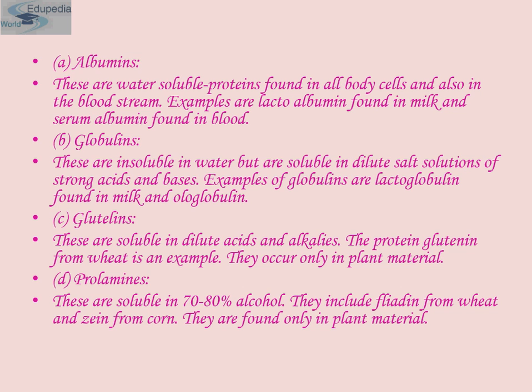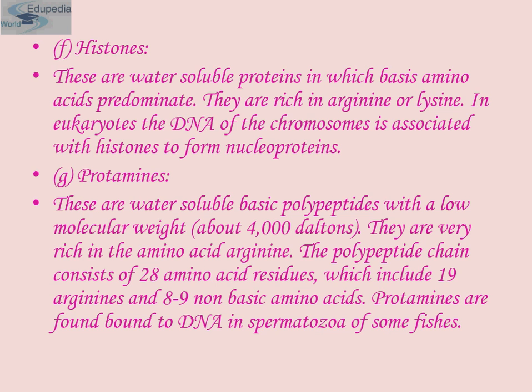Third is glutenins. They are soluble in dilute acids and alkalis. The protein glutenin from wheat is an example. They occur only in plant material. Fourth is prolamines. They are soluble in 70 to 80% alcohol. They include gliadin from wheat and zein from corn. They are found only in plant material.